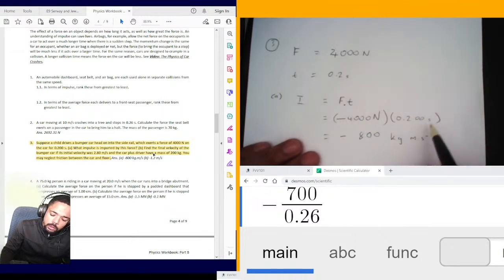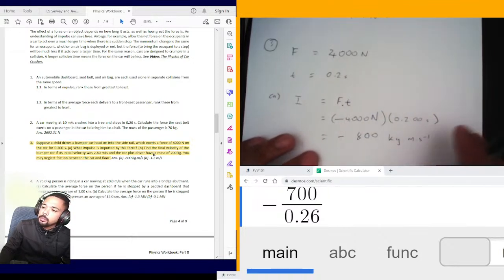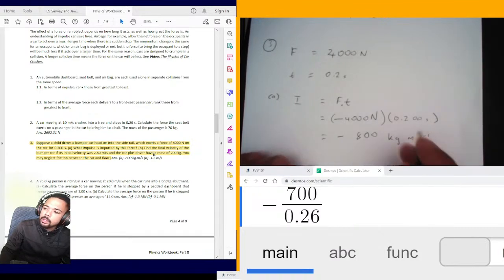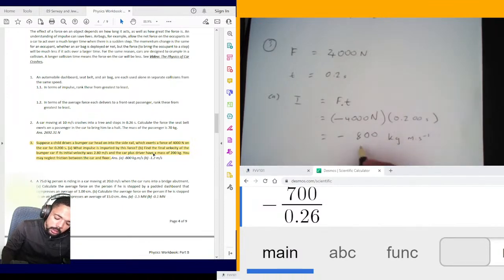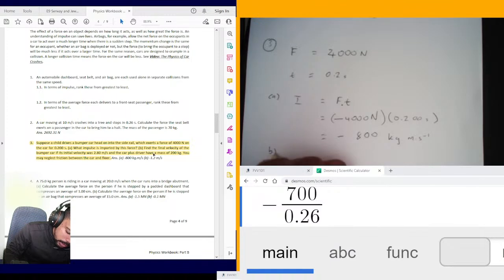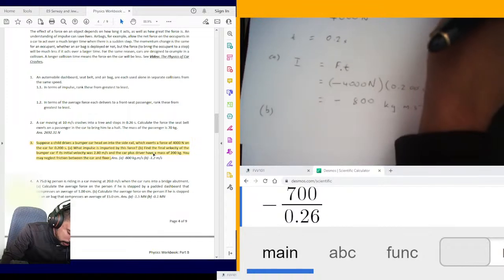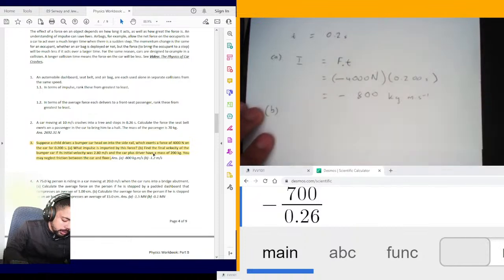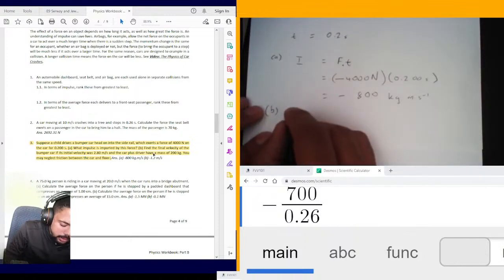Because force is in newtons and time is in seconds, the impulse will have units of kilogram meters per second, same as that of momentum. Okay, so that is part A. This is the impulse imparted by the force of the side rail acting on the bumper car.